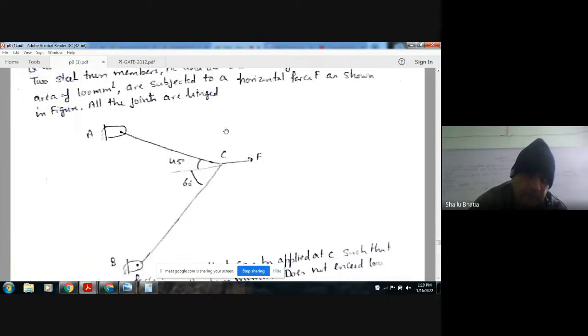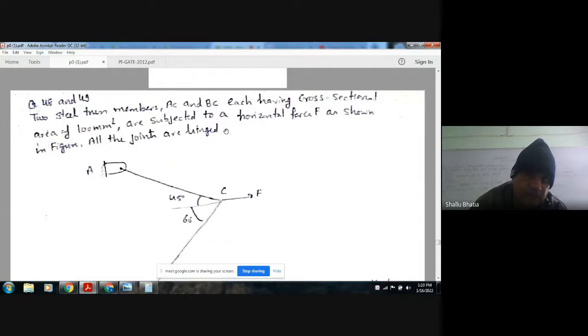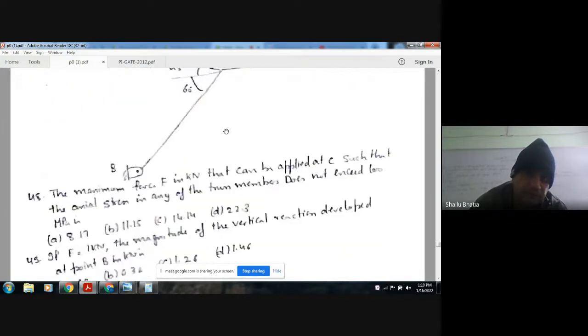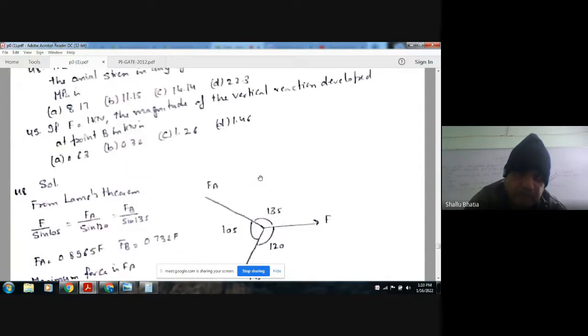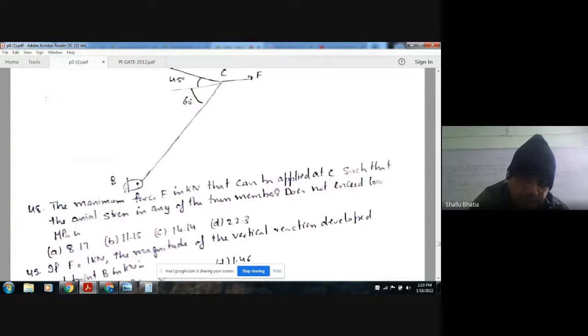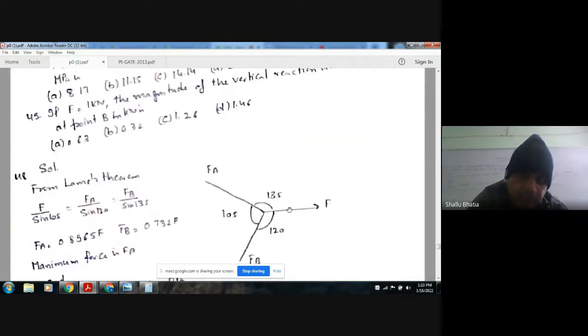So this is the figure where force F is acting. The cross-sectional area of each member is 100 and the maximum stress is 100 MPa. To find out the stress in these two members, first of all we have to find out the force carried by these two members. F is in this direction, and this angle is 105, this angle is 135, this angle is 120. These angles can be found out because we know these angles. This is 45, so this will automatically be 135, and this is 60, so this will automatically be 120.